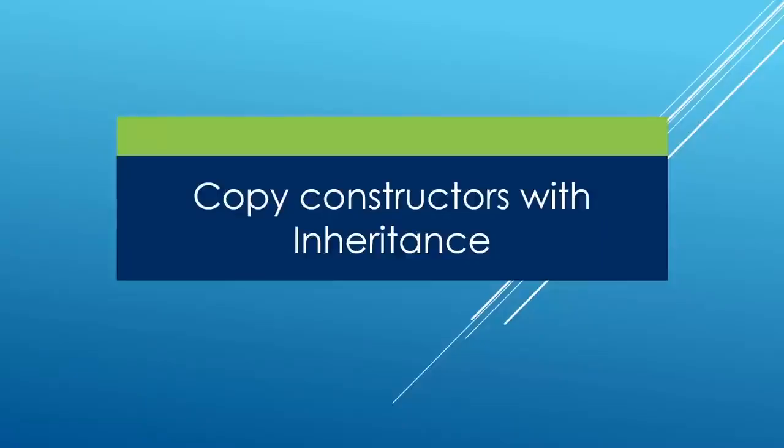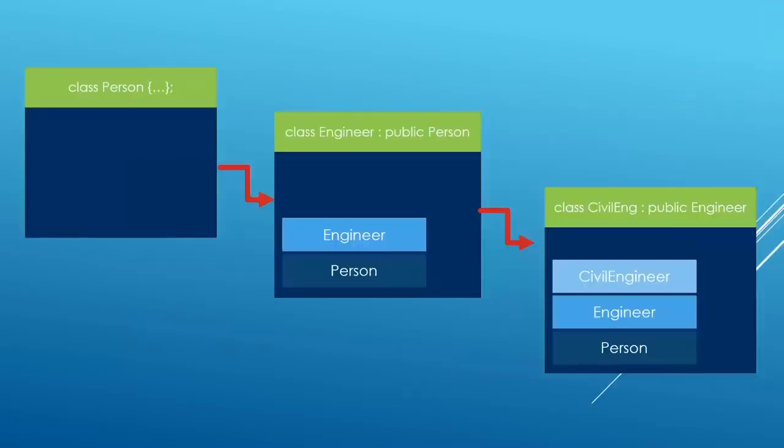In this lecture, we want to explore how copy constructors work with our inheritance hierarchies. And we will still be using the same example we have been using in this chapter. We will have this inheritance hierarchy. The base class is going to be person. We're going to be inheriting from that publicly to create an engineer class, and we will be inheriting from the engineer class publicly to create the civil engineer class.